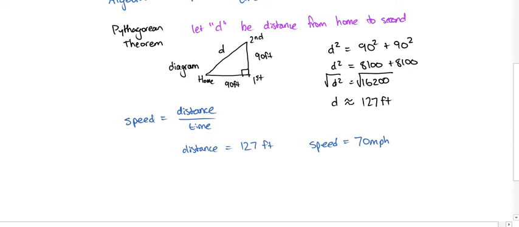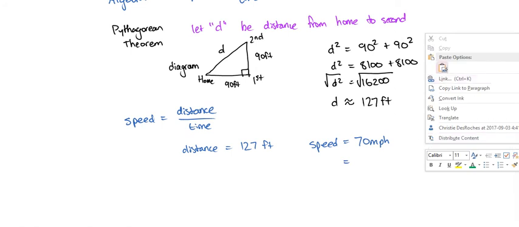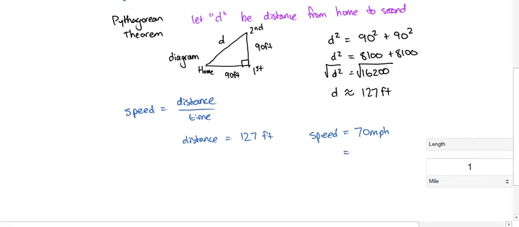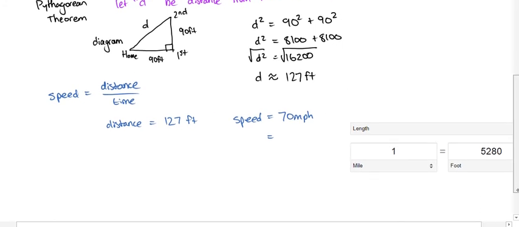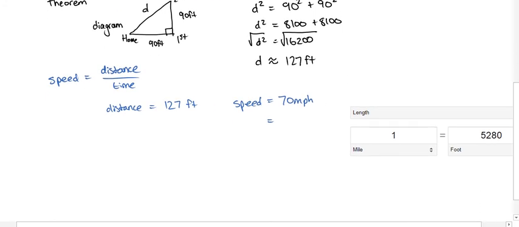However, these are two different units. Distance is in feet, speed is in miles per hour. So before I use this formula, I need to actually convert the speed. So I have to go to Google. And Google will tell me the conversion between a mile and feet. So there, 1 mile is 5,280 feet.